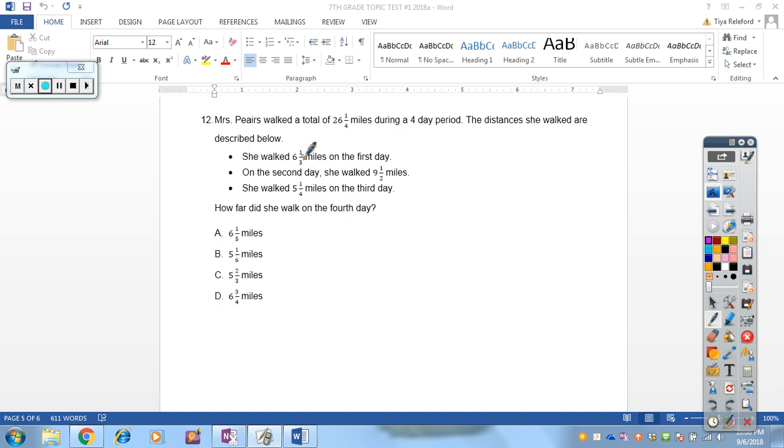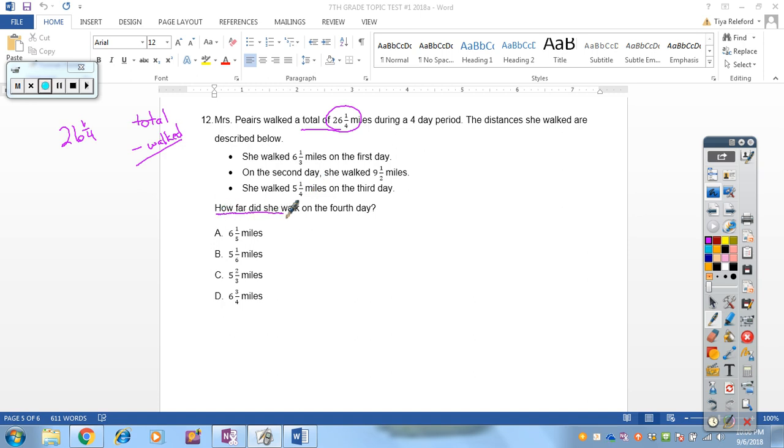They tell you what she did on day 1, day 2, and day 3. So whatever's left is on the fourth day, right? This is a subtraction problem. You're going to have to subtract total minus what she walked, and that's going to tell you what she walked on the fourth day. So our total here is 26 1/4. It tells us that here. If it's not circled, you need to circle it.